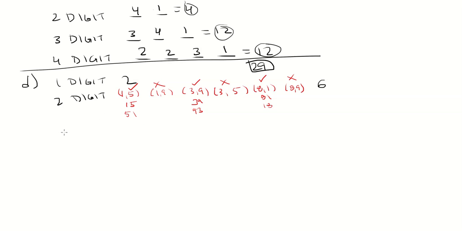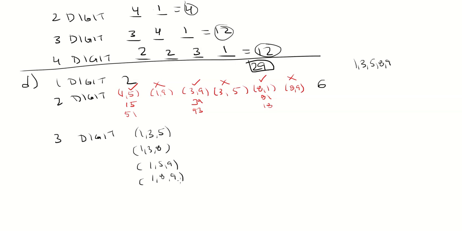And then we move on to 3 digit. So this one, we need to look at all combinations of 1, 3, 5, 8, 9 that work. So to save some space, we have 1, 3, 5 works, 1, 3, 8, 1, 5, 9, and 1, 8, 9. So all of these will work. These are all divisible by 3.